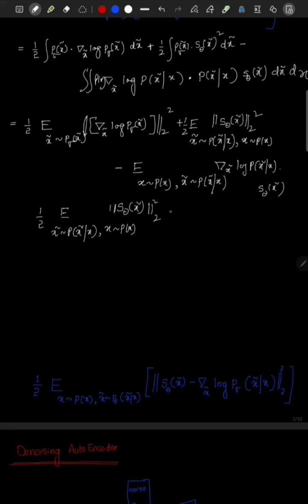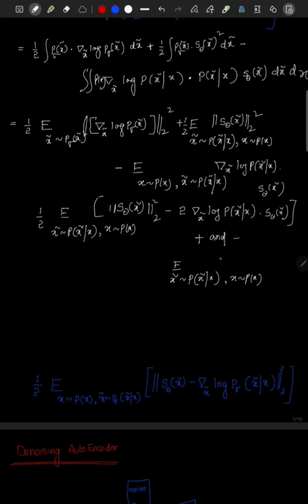so it is the L2 norm, minus 2 into the gradient of log p(x tilde | x) with respect to x tilde into s theta of x tilde, right. So this is the term. So let's do one thing, let's add and subtract this term: expectation of x tilde given p(x tilde | x), x of p(x), the gradient with respect to x tilde of log p(x tilde | x), L2 norm of it.